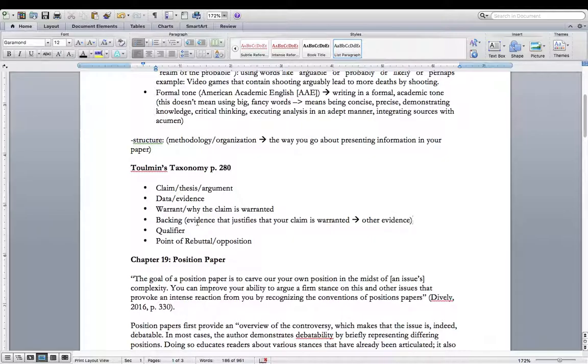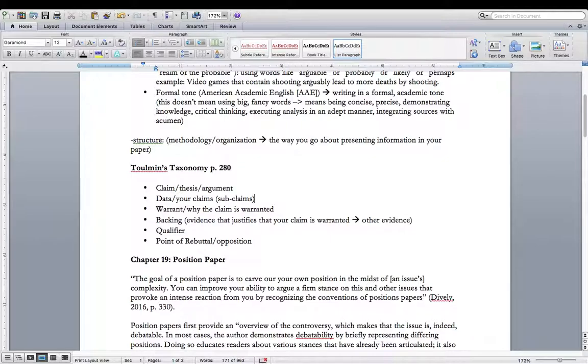But the data parts are your claims, right? So I'm not going to use the word evidence there. And she calls them subclaims. I can't remember if it was chapter 16 or 19, but she does call them subclaims. Those are the arguments that you're making in your body paragraphs.